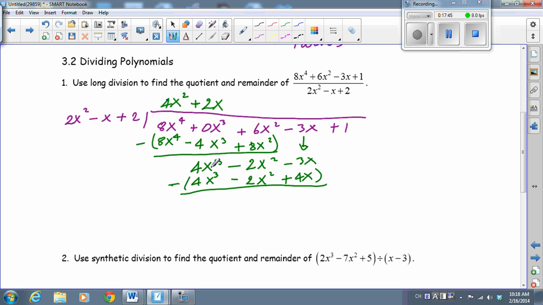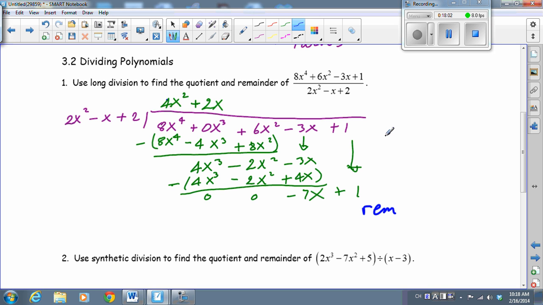Same concept, you subtract. And once you subtract it, this cancels. This one will cancel as well. And you're left with negative 7x here. And you will drop the 1. Well, negative 7x cannot divide this. It is called your remainder.